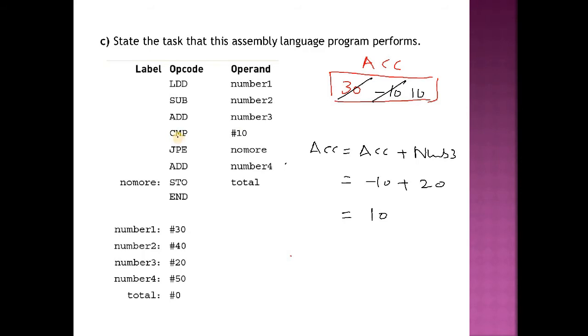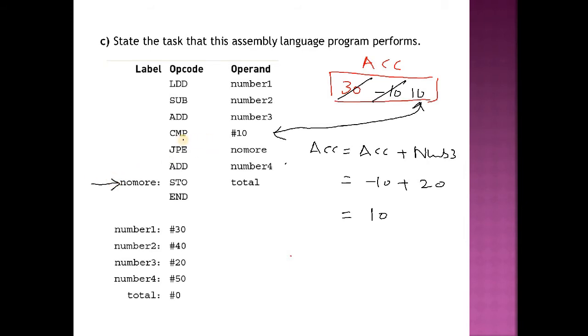The value of accumulator will be compared with this one, whether it is equal to or not. Because 10 is equal to 10, so obviously jump equal to no more. Means if the comparison result is equal to, then it will jump to no more. What is no more? This is again symbolic addressing. It will jump to here if the result of the comparison is true.